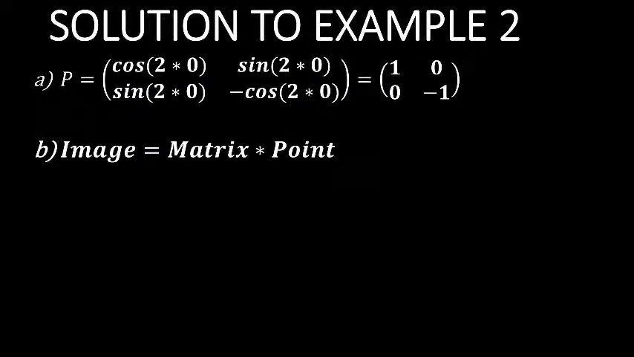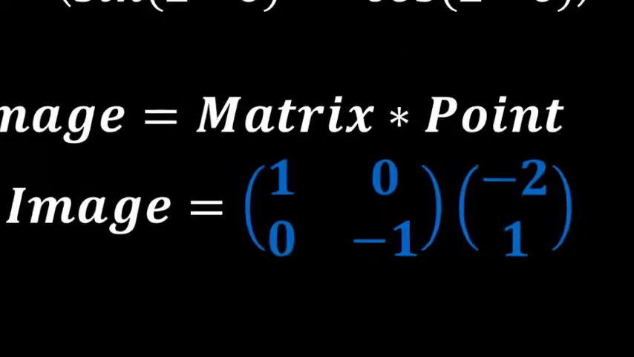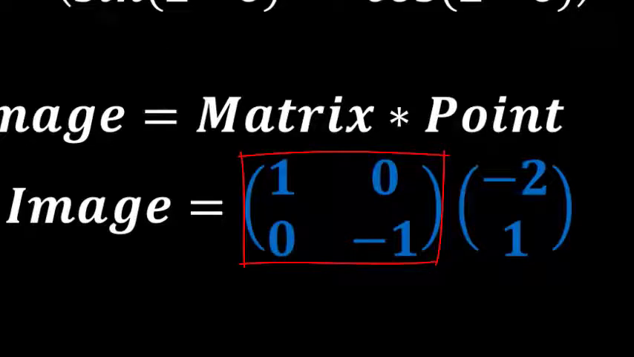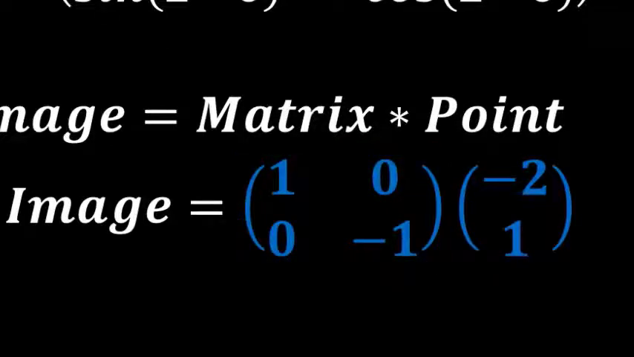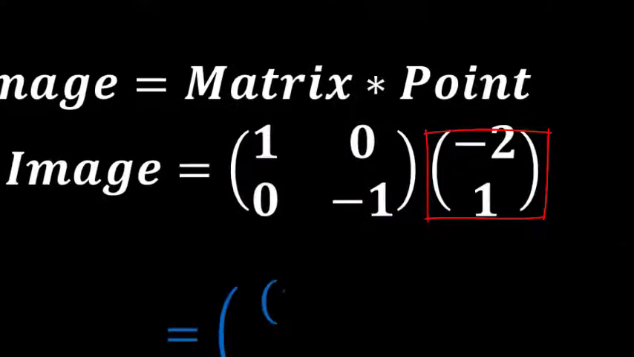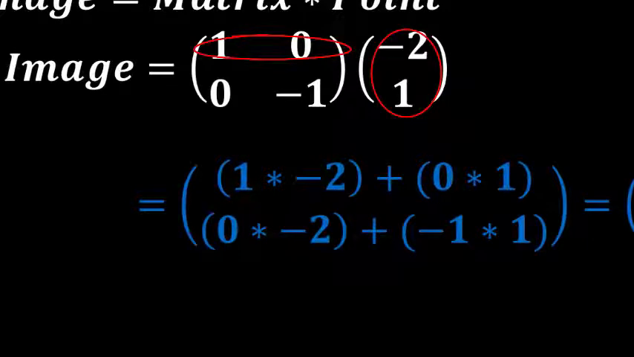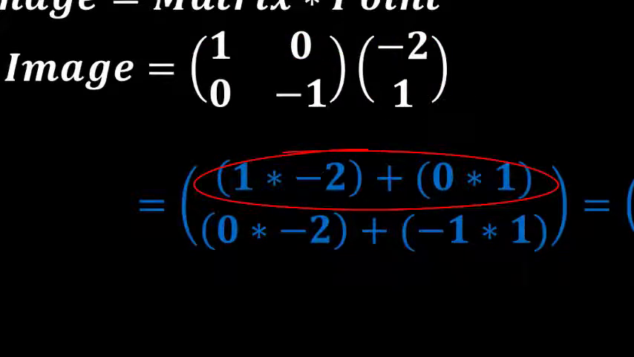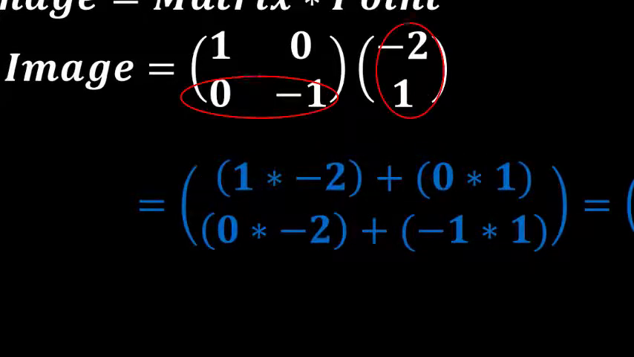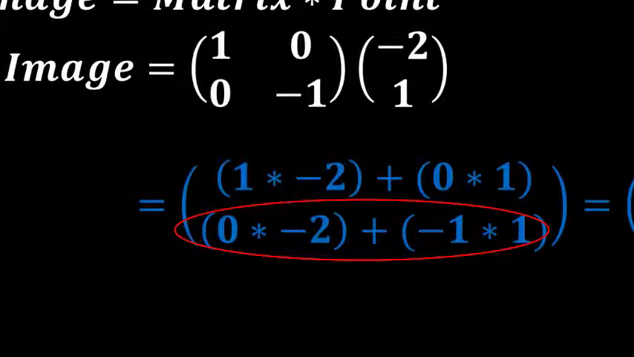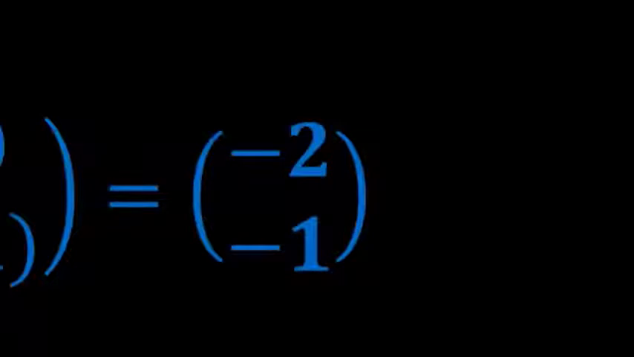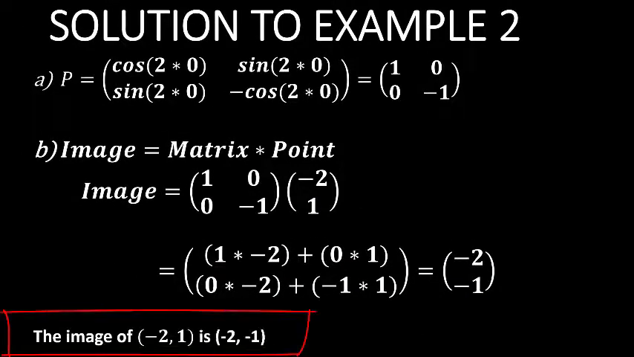Image equal to matrix times point. So looking for the image, we multiply our matrix by the point in the question. So 1, 0, 0, negative 1 times negative 2, 1. So row by column. First row times the only column in the point. So we have 1 times negative 2 plus 0 times 1. Then second row by the only column in the point, we have 0 times negative 2 plus negative 1 times 1. Our answer is negative 2, negative 1. Therefore, the image of negative 2, 1 is negative 2, negative 1.